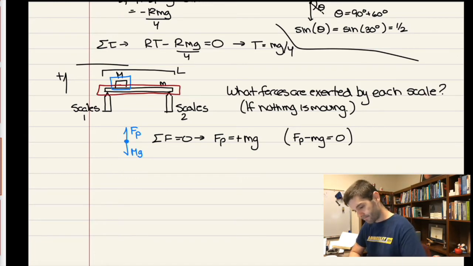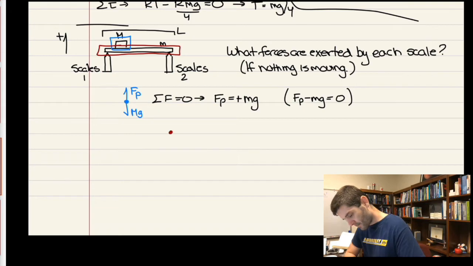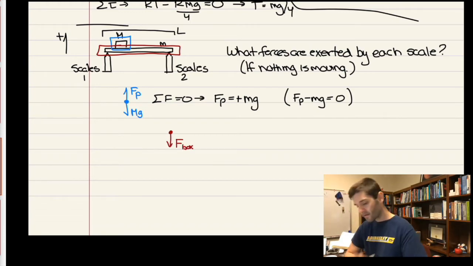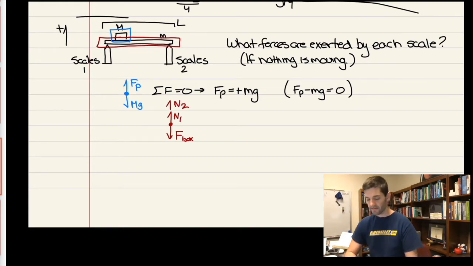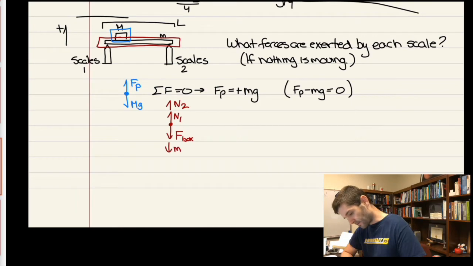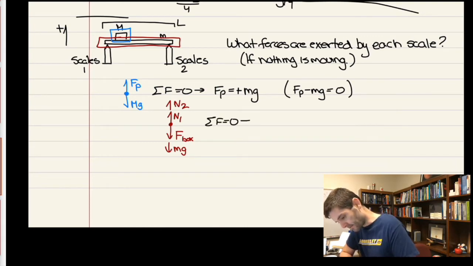For mass little m, it is being touched by the big box, so there is some force from the box pushing down on it. In this case, it will end up being just Mg, but you can't just blindly say that it's equal to Mg. There's also the force from scale 1, and there's also the force from scale 2, pushing up on the wood platform. And then there's its own gravity pulling down. The sum of the forces equaling 0 then implies that N1 plus N2 minus little mg minus the force from the box equals 0.